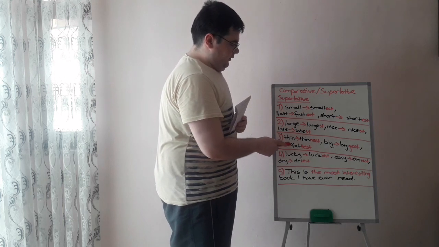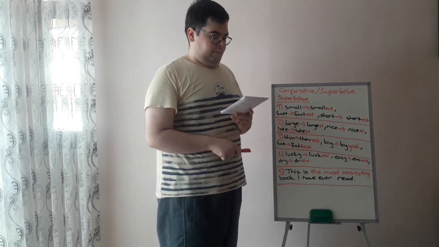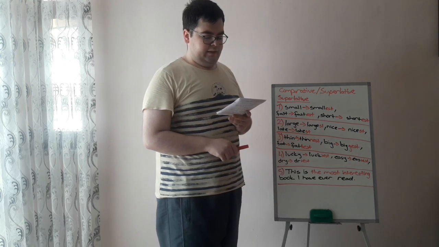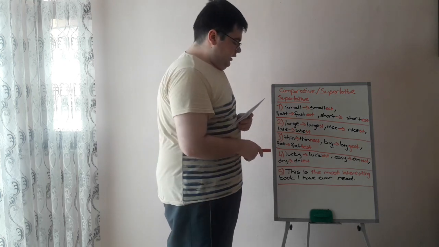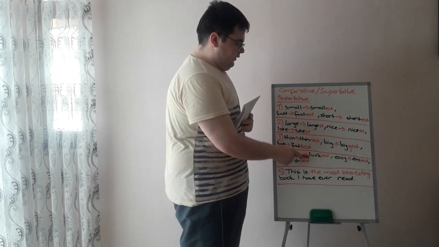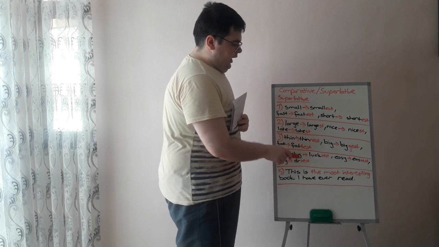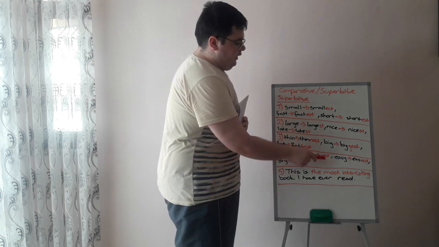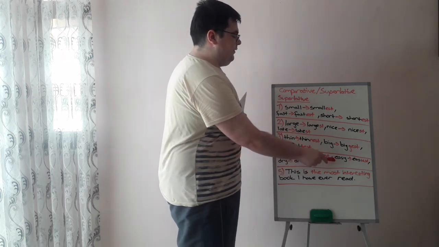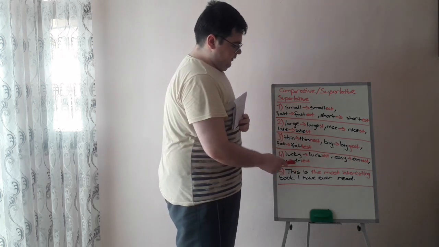Thin becomes thinnest. Big becomes biggest. Fat becomes fattest. We change Y to I and add EST for adjectives that end in Y. Let's look at our examples. Lucky becomes luckiest. We drop the Y at the end of the word and we put IEST. Easy becomes easiest. Dry becomes driest.